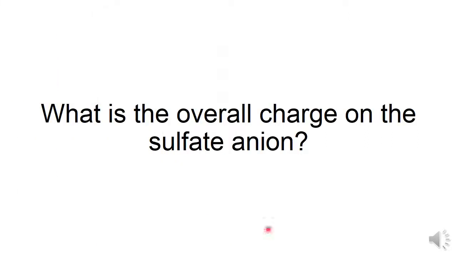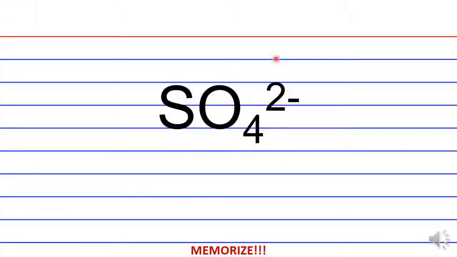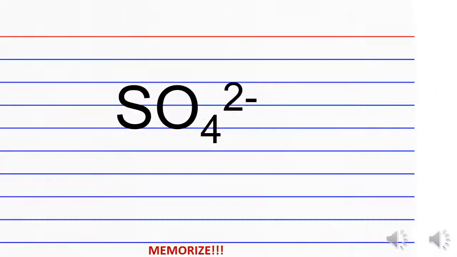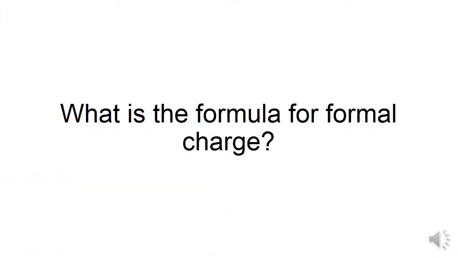What is the overall charge for the sulfate anion? All right, that would be 2 negative. So notice that sulfite and sulfate both have a charge of 2 negative, but sulfate has 4 oxygens. Okay, this is the polyatomic anion that's present in sulfuric acid. Memorize this. Okay, this is a big one.